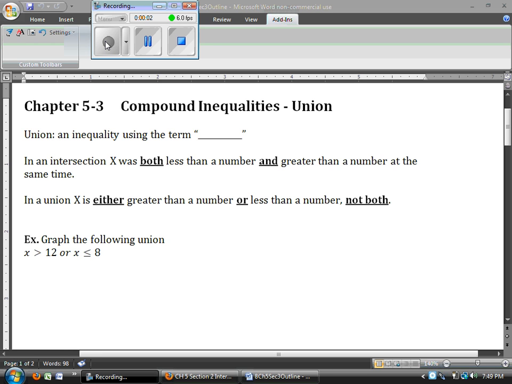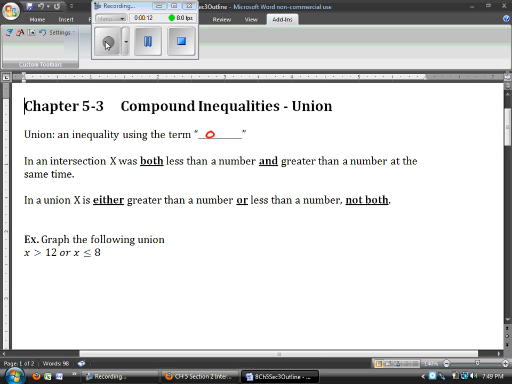All right, here we go again. On to section 3 now, compound inequalities, and we're talking about unions this time instead of intersections. A union is just an inequality that uses the term or instead. Now there's a difference here where I can't write it as one inequality. It always will have the term or inside of it.